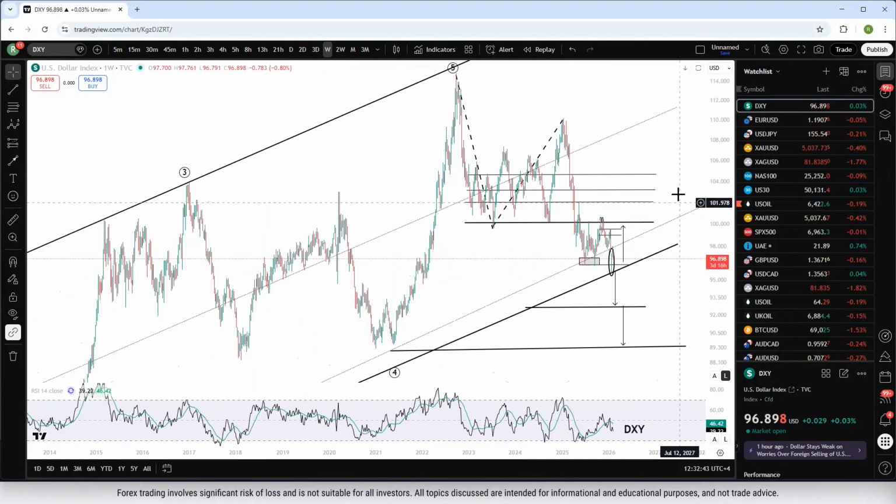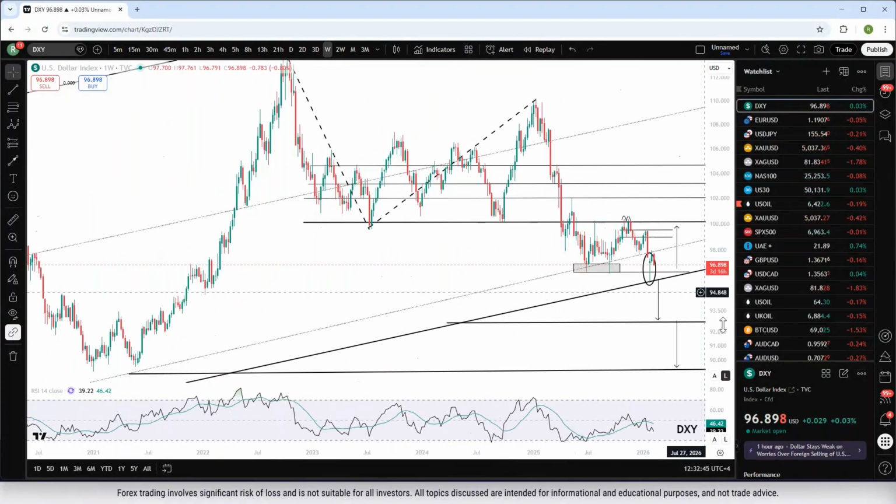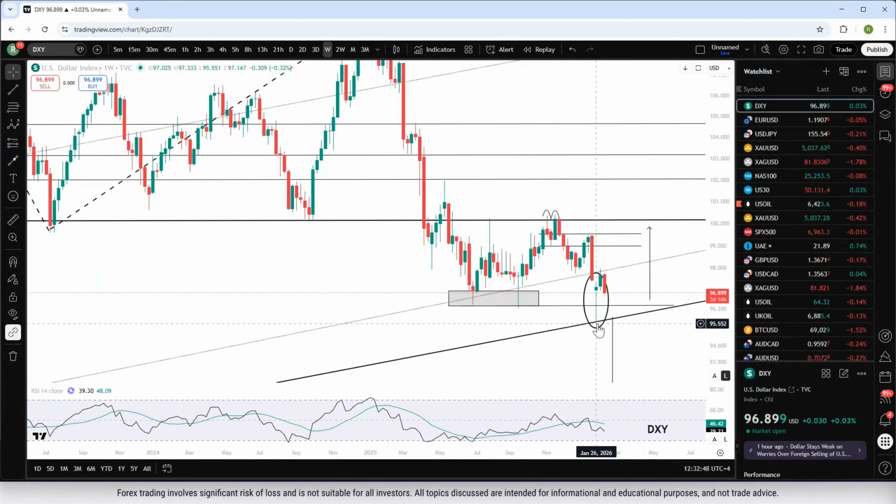Now, if we drop to the weekly time frame, we can see an extended wick all the way down towards the 95.50 before closing back towards the 97 mark. And this wick demonstrates the inability of bears to sustain these lows and more bullish dominance on the charts, which is keeping the US dollar index in a bullish bias against the currency market.